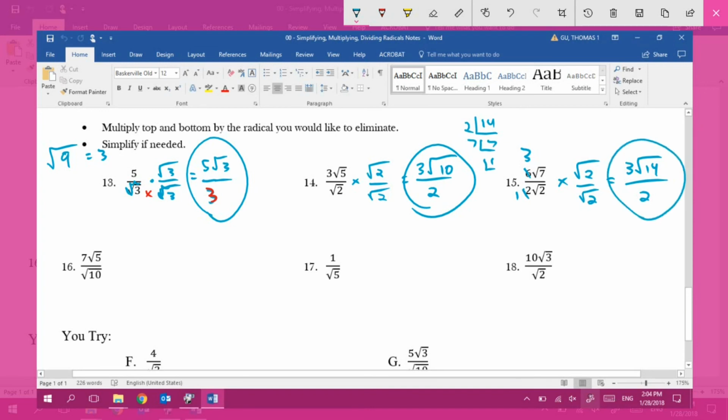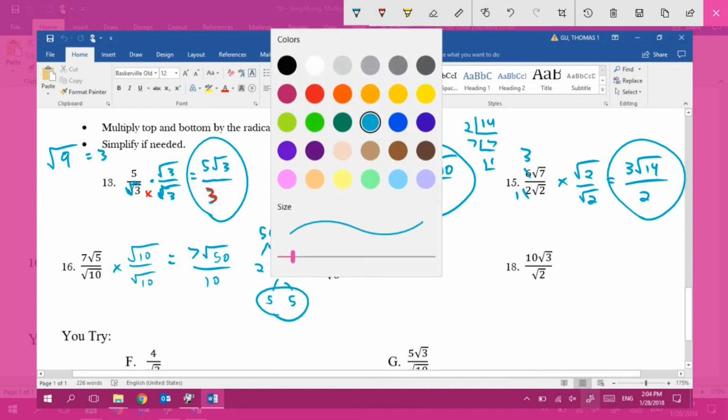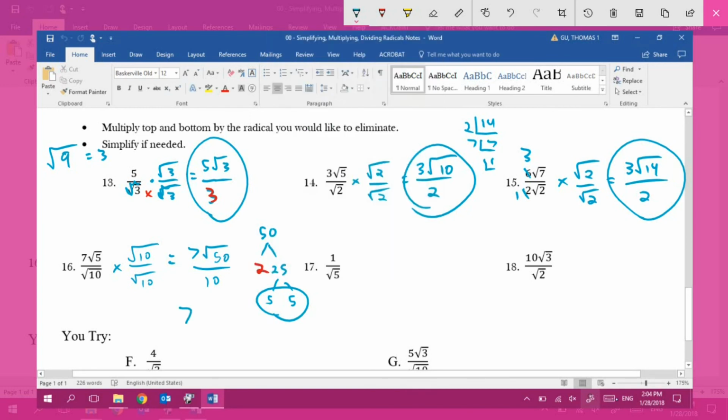Number 16, we got a radical 10 in the bottom. We don't want that there, so multiply both top and bottom by radical 10. And that gives me 7 square roots of 50 over 10. And now I have to make sure that this 50 is already in the simplest form. So 50 goes into 2 times 25. And 5 and 5. We got one pair of 5s, and the 2 is left on the outside. That means I'm going to have 7 times 5 because of this pair of 5s. And then left inside the radical is just a 2 over 10.